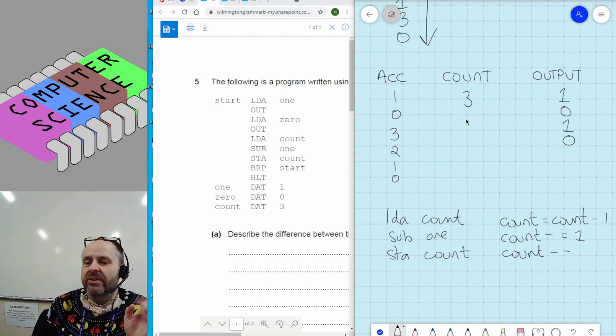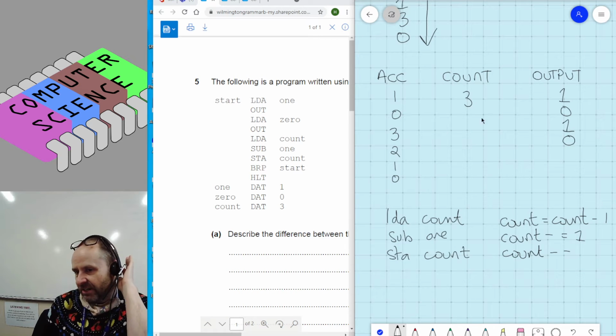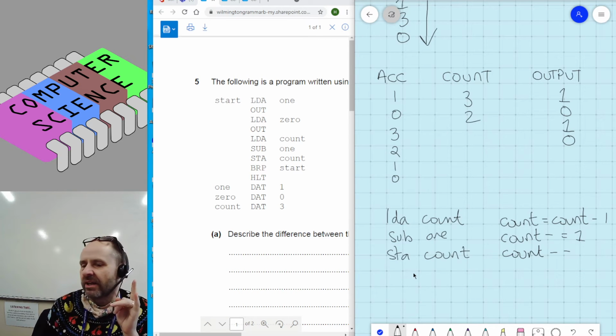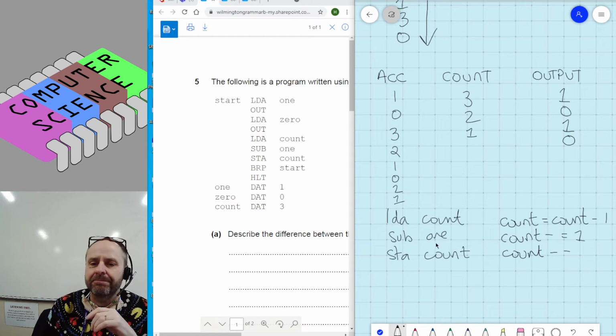Now, what I didn't do on the last bit because I got distracted, I didn't write count back, so I'll just do that there. So we load that up, subtract 1, write it back. Is it positive? Yes, it is. And go back to the start.